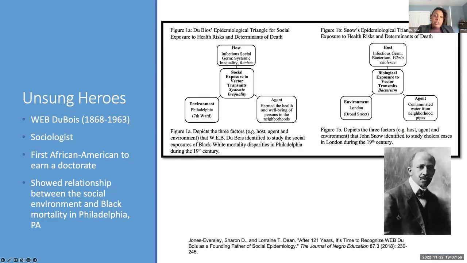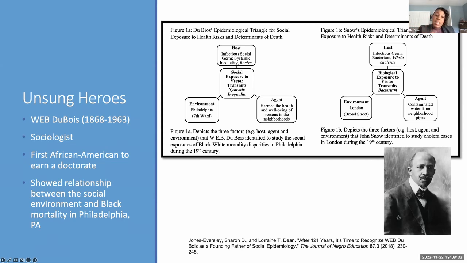Now, I'd also say that even though Jon Snow is heralded as the father of modern epidemiology, a colleague and I wrote a paper arguing that there's someone who should be recognized as the founding father of social epidemiology. And we thought that accolade should go to someone named Dr. W.E.B. Du Bois. W.E.B. Du Bois was alive also in the 1800s to the mid 1900s, so a little bit after Jon Snow, not quite a contemporary. He was in the United States and he was a sociologist, and he was actually the first Black American to earn a doctorate.